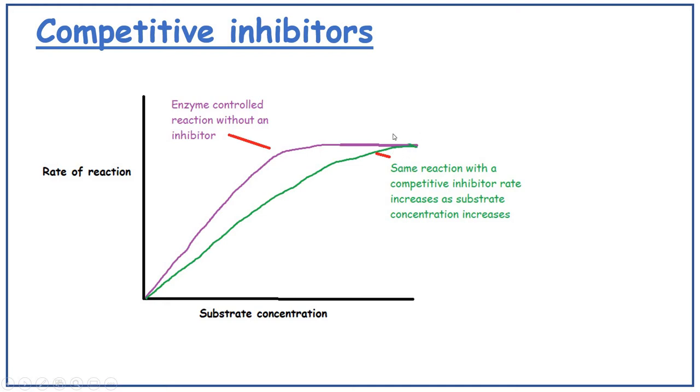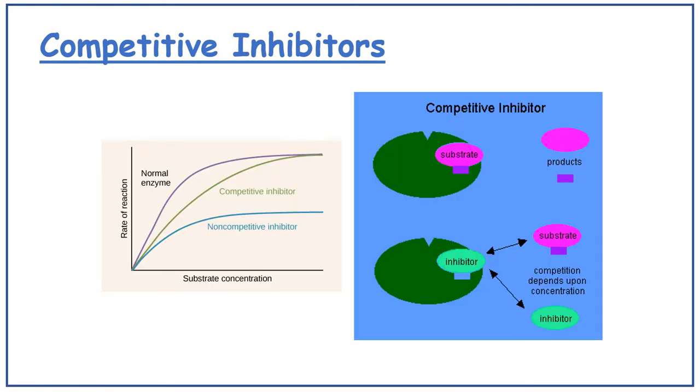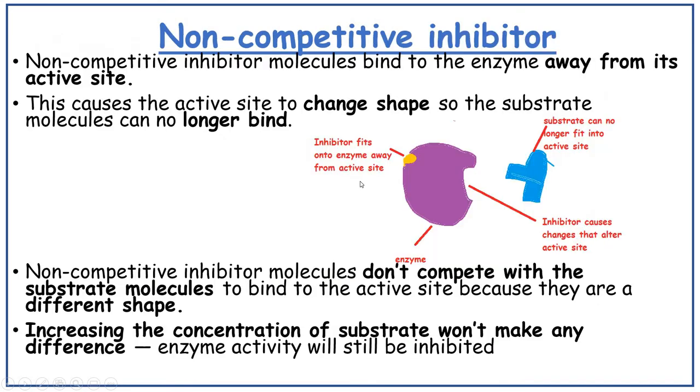And if you add so much substrate that it's really likely that the substrate is going to bind to the active site rather than the inhibitor, the rate of enzyme-controlled reaction won't be affected so much if you've got a really high concentration of substrate. So with competitive inhibitors, eventually, as you add more substrate, the rate of reaction will equal that of without it. Whereas a non-competitive inhibitor will never reach the normal rate of reaction.